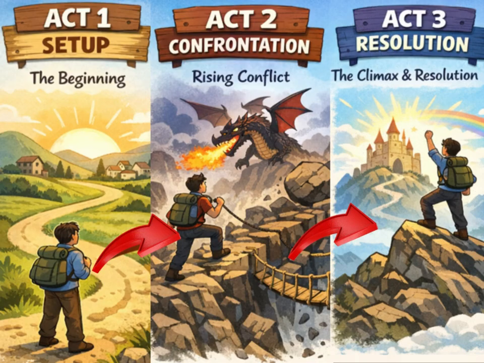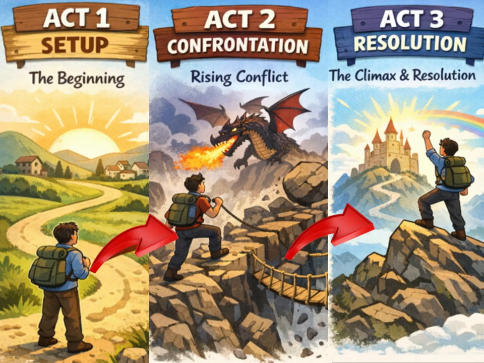Act 3. Resolution. This is where the story reaches its decisive moment. There's a final confrontation, turning point, or choice that determines the outcome. We see the consequences and the new reality that results. Loose ends are tied, or intentionally left open, but the central question of the story is answered. Once you start recognizing this pattern, you'll see it almost everywhere, and it becomes a very useful tool for shaping your own work.